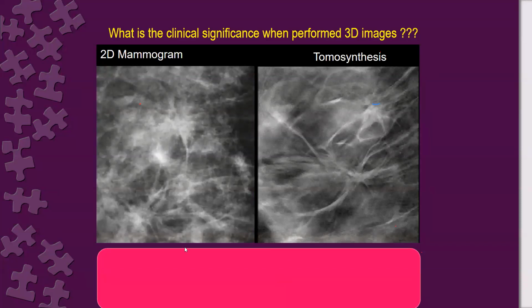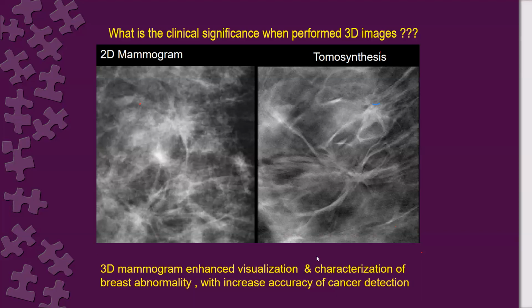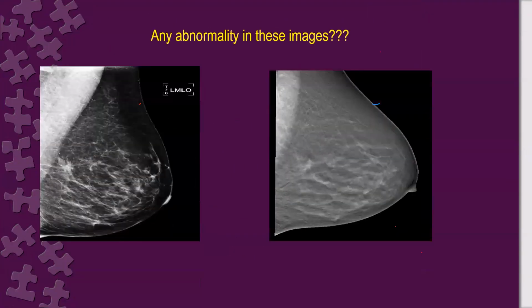Here we can see just some architectural distortion, but within this architectural distortion, definitely there are small spiculated masses. So it enhances visualization as well as characterization of breast abnormality. Visualization is the sensitivity, characterization is the specificity. So it improves both sensitivity and specificity.